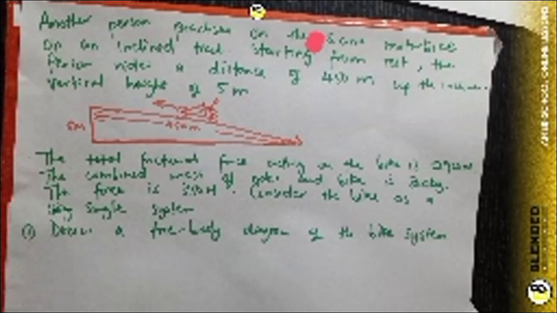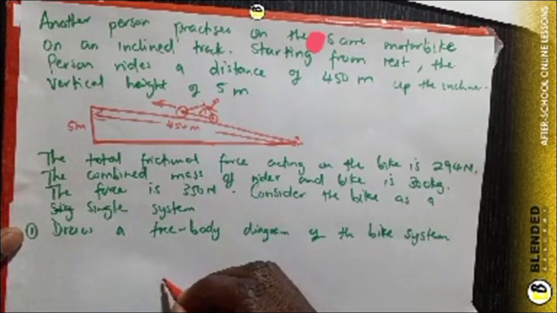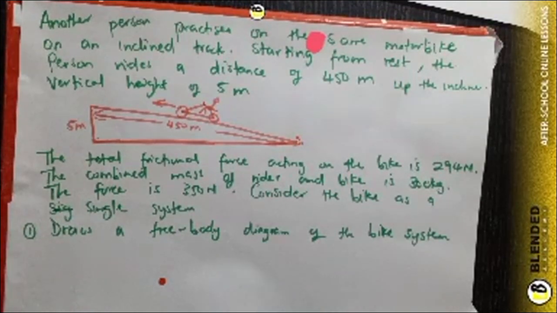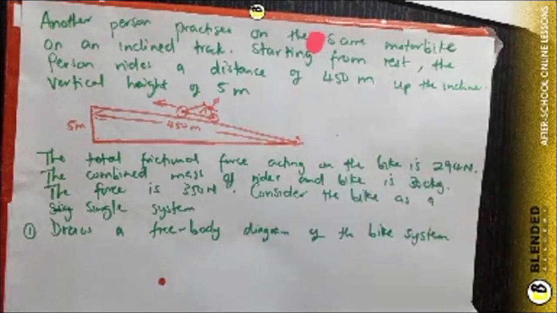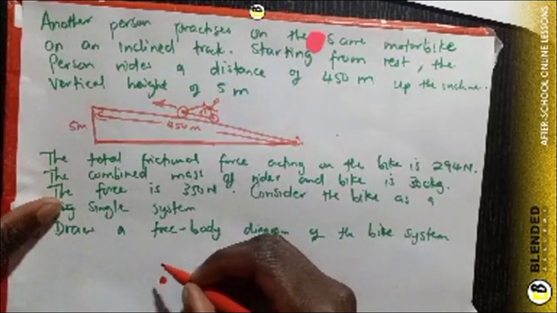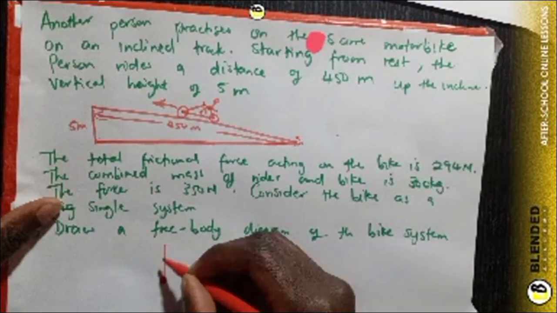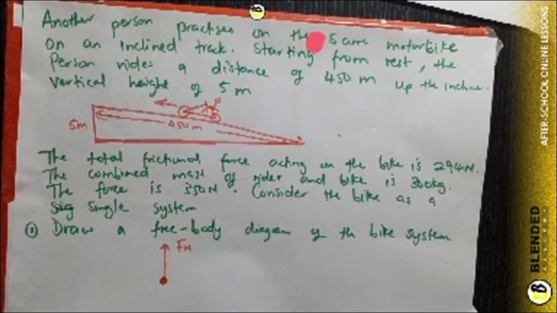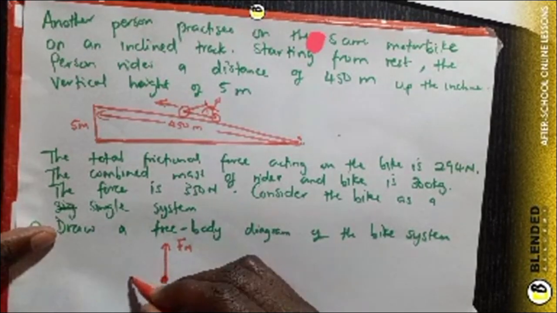Let me draw a free body diagram here for you. Remember with free body diagrams, you represent the object as a dot, but make sure it's visible. Don't put a small dot there. Make it a bit visible and easier for your marker. The first thing we have is the normal force, which I'm going to call Fn. That's the force acting in the opposite direction of gravity. And also we're going to have the applied force.